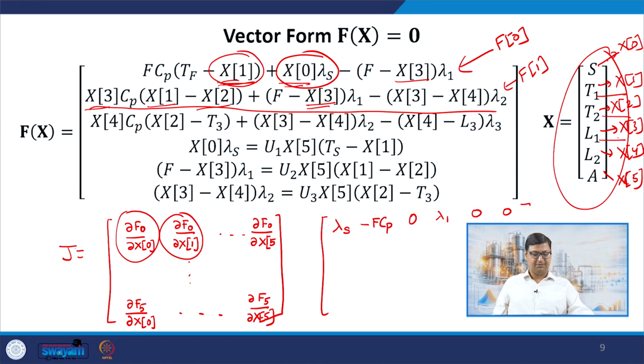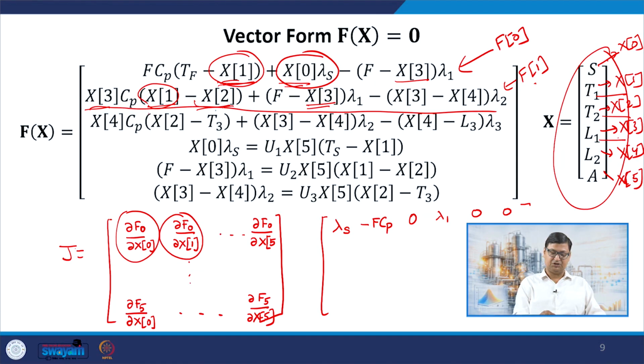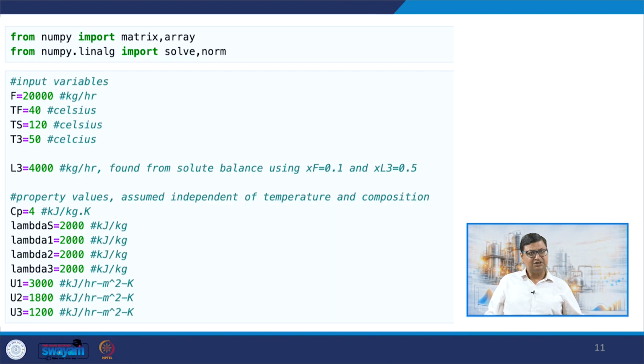The second term is the derivative of f1 with respect to x1. x1 appears here. So, we have x3 Cp coming here. Then the next term is the derivative with respect to x2, and you see accordingly we will have x3 Cp, but with a minus sign coming here, and so on, right. So, let us go ahead and write the code for this problem, right.